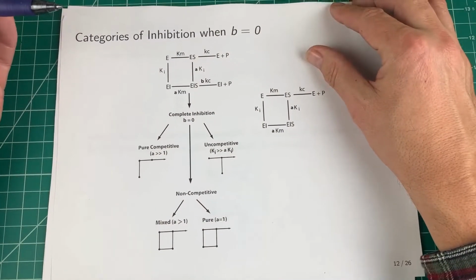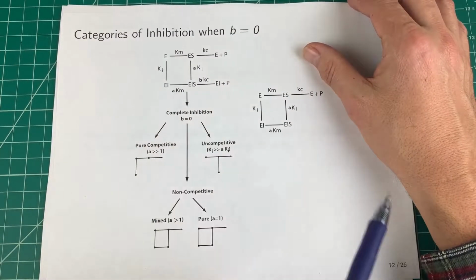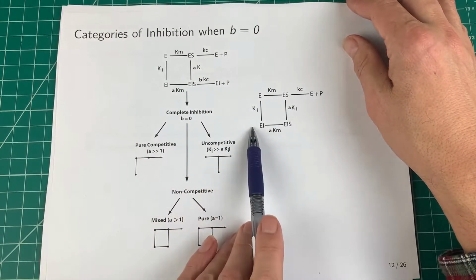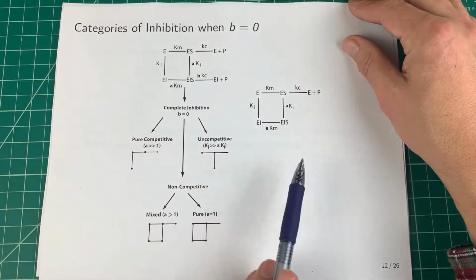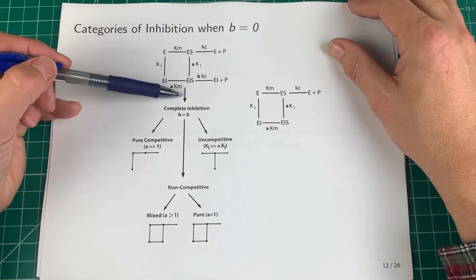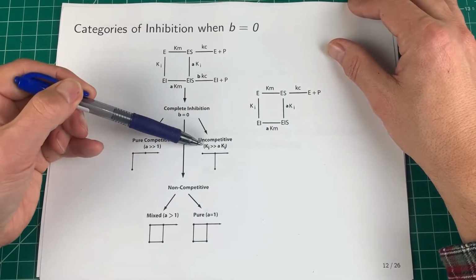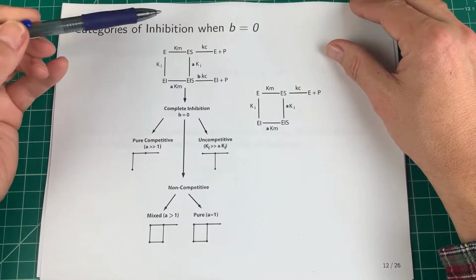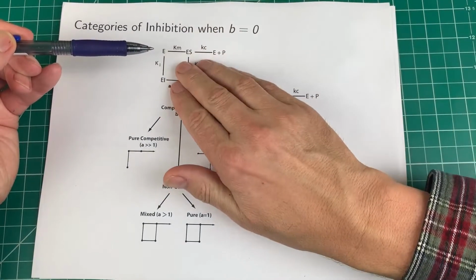This is a sort of tree chart, or taxonomy, of inhibition when B equals 0. So I'm not going to consider this step at all, but this is the model we're going to look at. There's an entire separate tree to the right that includes this step, but we won't include that here. In this tree, which is called complete inhibition, when B is 0, we'll have pure competitive, uncompetitive, and non-competitive, and of that there are 2. The non-competitive is where the inhibitor only binds to free enzyme. So it's basically that.